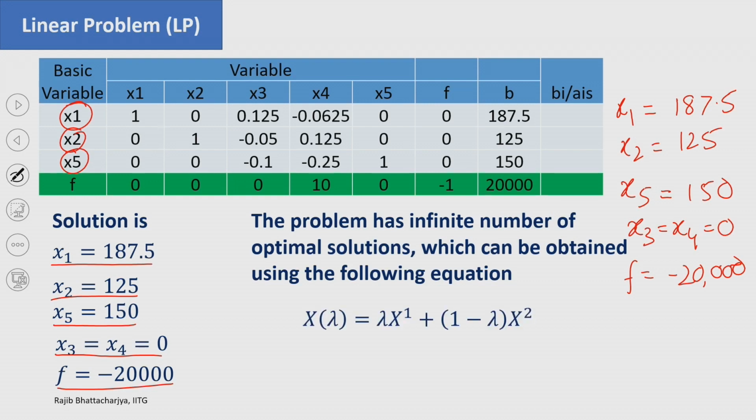So, this problem has an infinite number of optimal solutions which can be obtained using the following equation, that is x_lambda equal to lambda x1 plus (1 minus lambda) x2. So, I will get an infinite number of optimal, or you can say alternate optimal, solutions. The objective function value will be the same, but the values of the variables will be different.